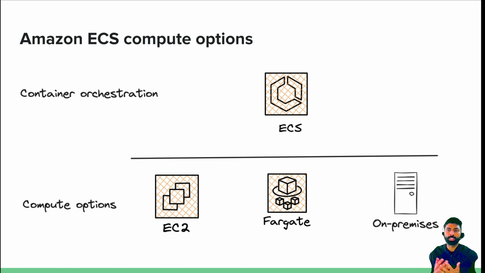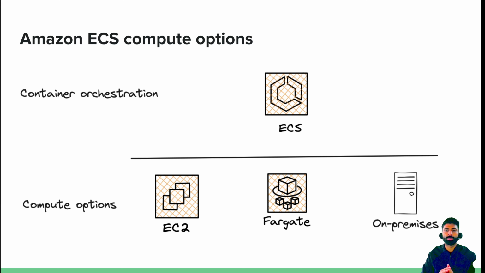So to do all of that, it needs a compute underneath. With ECS, you can use three types of compute options. The first one is EC2. EC2 is an AWS service which allows us to create virtual machines in the AWS cloud. So technically, you can use virtual machines as a compute option with ECS.